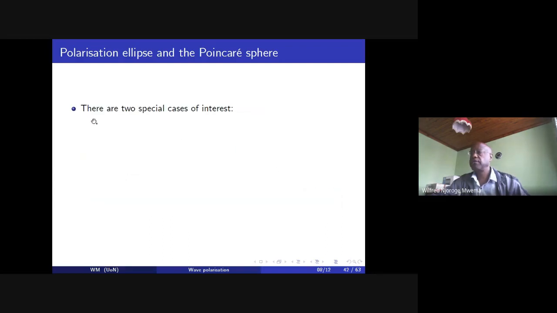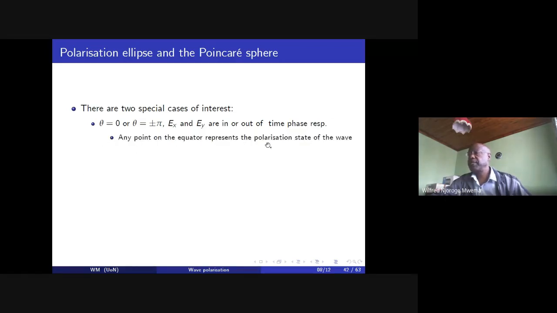So there are two special cases that are of interest, and one is when theta is equal to 0, or when theta is equal to plus or minus pi. We have EX and EY will either be in or out of phase, time phase, so to speak. And any point on the equator will represent a polarization state of the wave. The polarization state will be linear in the x direction at the origin, okay?